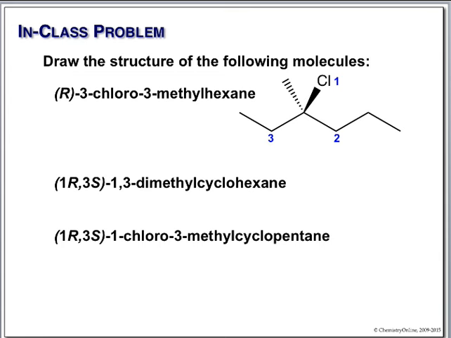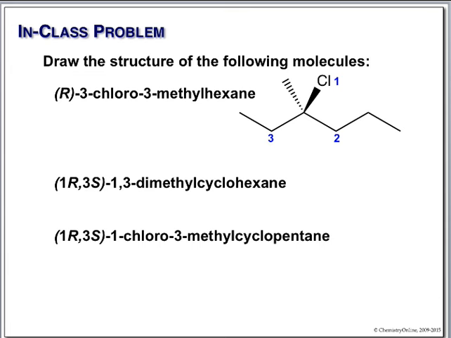This guy has two chiral centers. To do this, we put them both in, and we use the number, no space again, no dash, to indicate the configuration at each. So this is 1R, 3S.